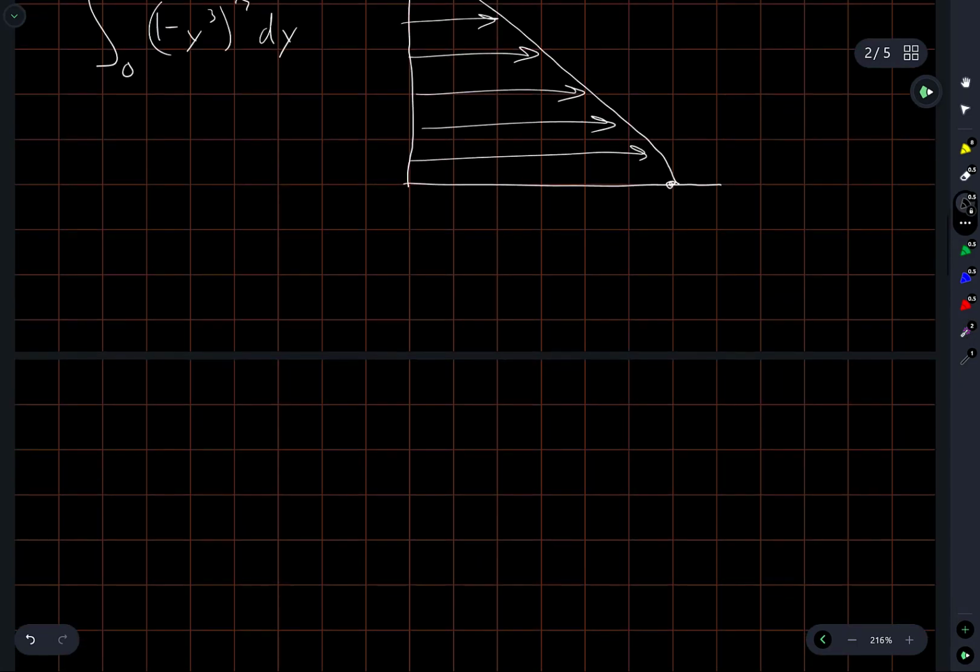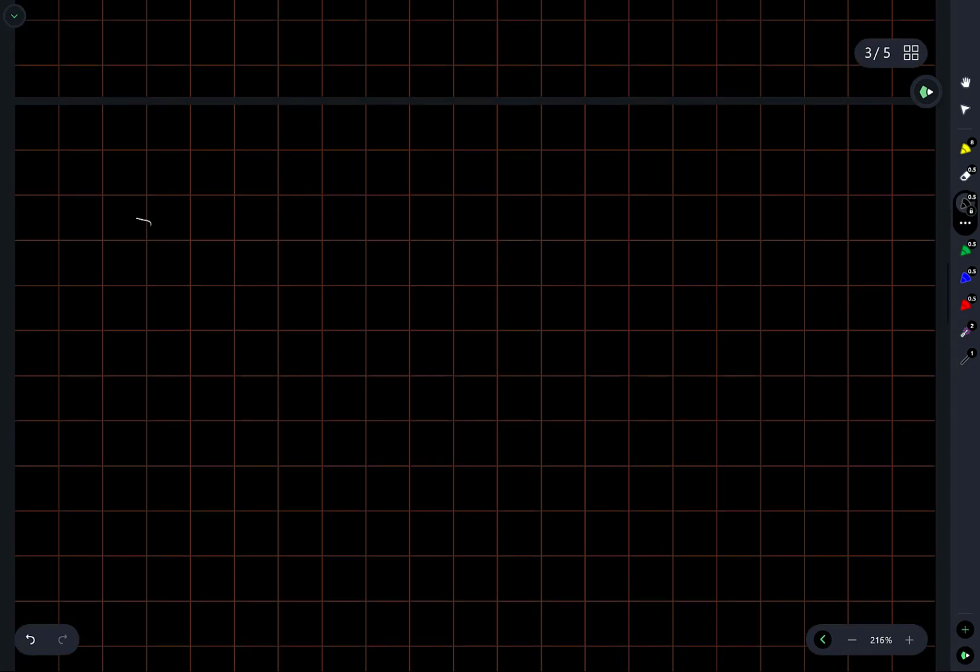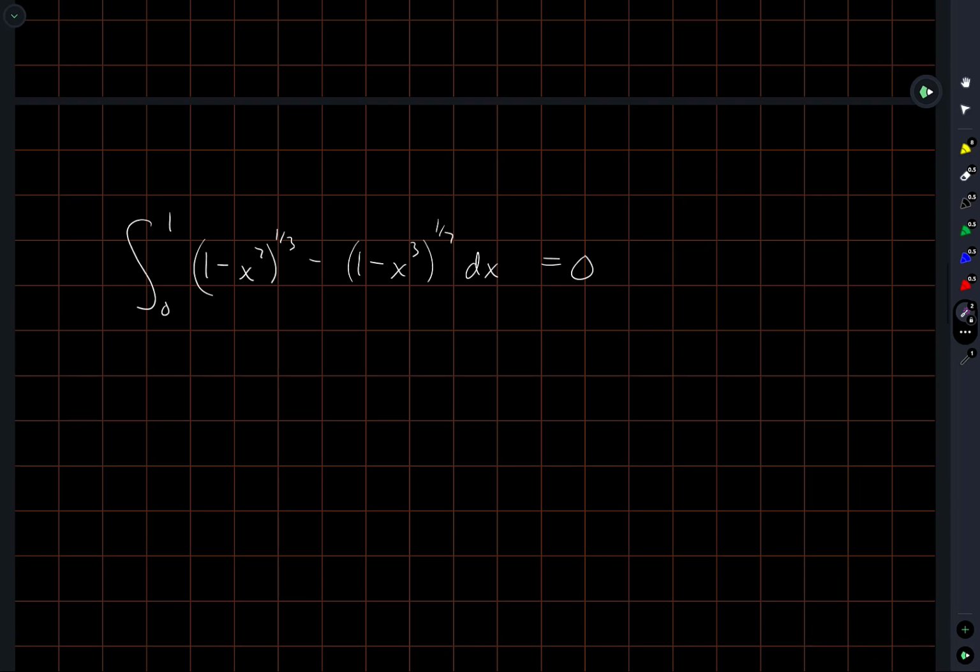So my final answer is that the full integral from 0 to 1 of this quantity is going to be equal to 0. And that's just because the two portions of this integral are going to cancel out. If we think of it as two separate integrals, then they actually represent the same geometric area. They're just written in two different ways.